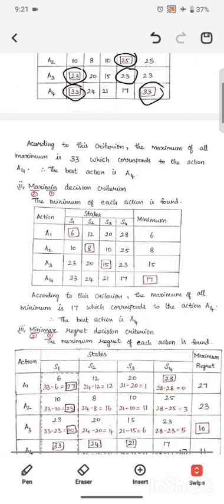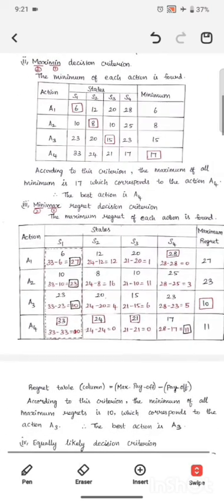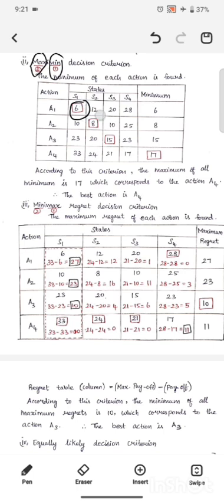Similarly for maximin decision criteria, we are going to find the minimum value first and then the maximum value. So in this table, I am going to find the minimum value first. In action 1, the minimum value was 6. Action 2, minimum value is 8. Action 3, minimum value is 15. Action 4, minimum value is 17. So I have written the minimum values here. In this minimum column, I am going to find the maximum value, which is 17. So my best action is action 4. Action 4 is the best action for this criteria.